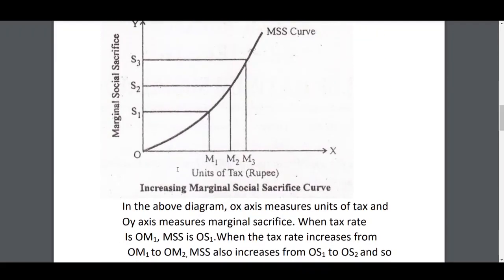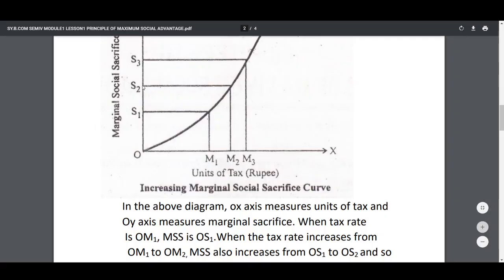Now, in this diagram, the OX-axis measures units of tax in terms of rupees, and the OY-axis measures marginal social sacrifice. In the beginning, when the tax rate or unit of tax is OM1, MSS is OS1. Now, when the government increases the additional unit of tax or the tax rate from OM1 to OM2, what happens to the MSS?